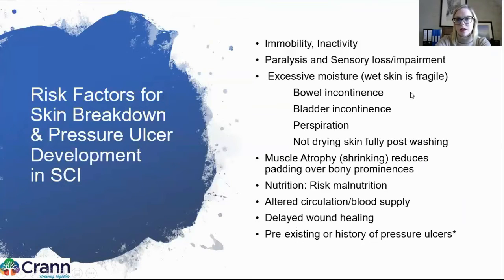So risk factors that we've mentioned already, the biggest ones are immobility and inactivity. If you have paralysis or sensory loss and you're unable to sense that there's pressure or pain there, excessive moisture. It's not directly a cause by itself. If you only have moisture and nothing else, you just have skin breakdown over time. But moisture in combination with pressure or shear can lead to pressure ulcer development, because moisture basically causes skin to be fragile.